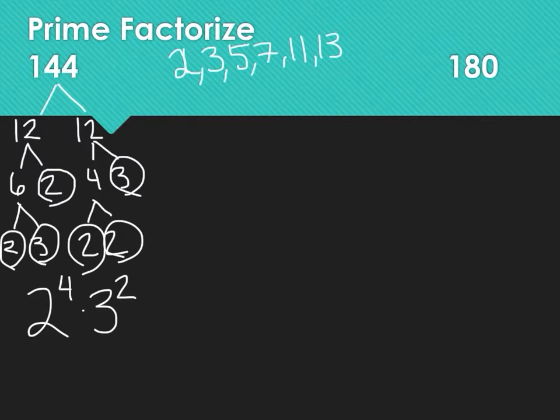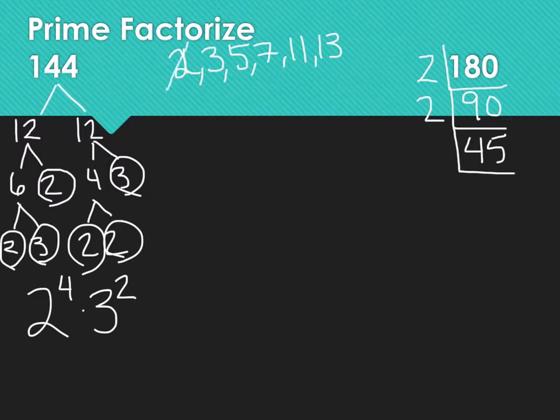I don't know if you've seen this before, but you can divide like that. And what I do is I start with my lowest prime number, so 2. Can I get this number to be divided by 2? It can. And I get 90. I can divide this number also by 2, and I get 45. Alright, 2, it doesn't work, so I'm done with 2's.